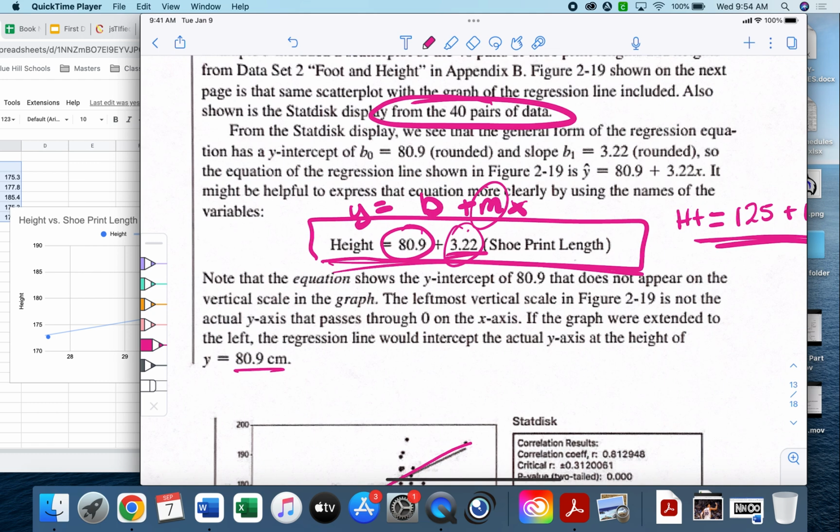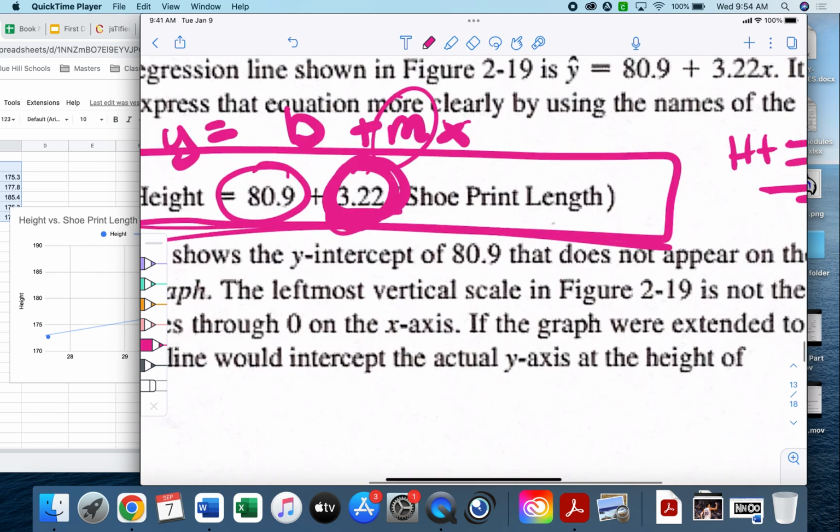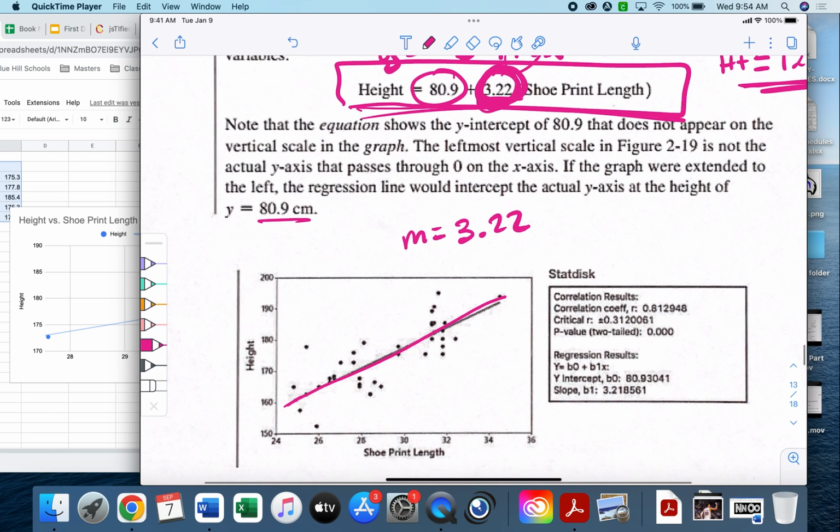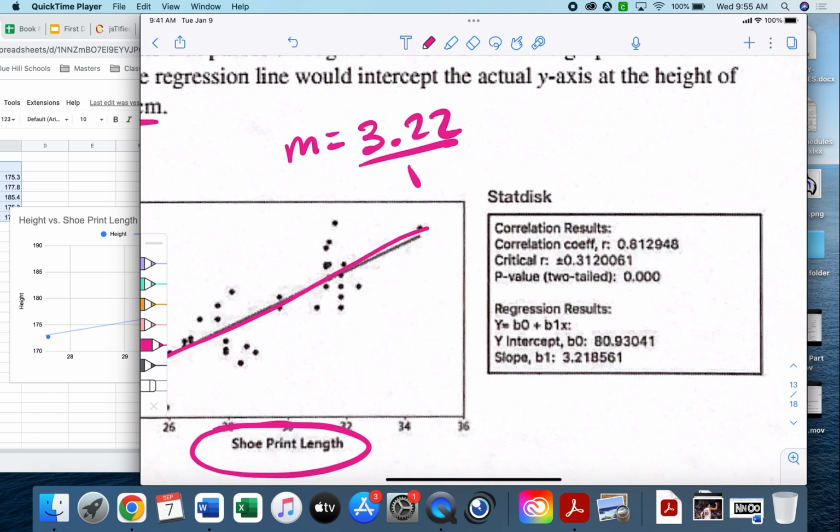This slope of 3.22, what does that mean? What does the slope mean? The equation of the line, okay? According to the height and the shoe print length, what does that 3.22 mean? This is like 3.22 over 1. Okay, so what does that mean? It goes up 3.22, which is the height, for every 1 centimeter of shoe print. So for every 1 centimeter larger in shoe print, we are 3.22 centimeters taller, basically, according to this. That's the slope of that.